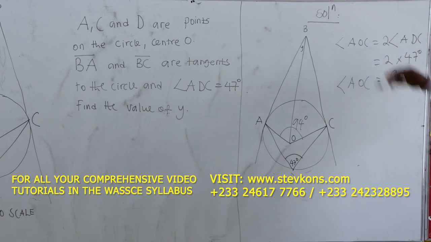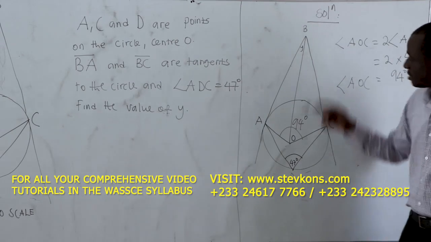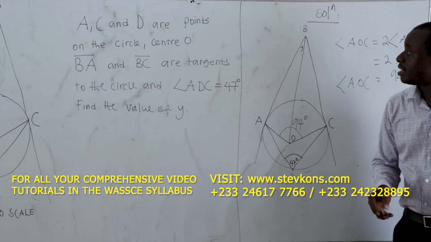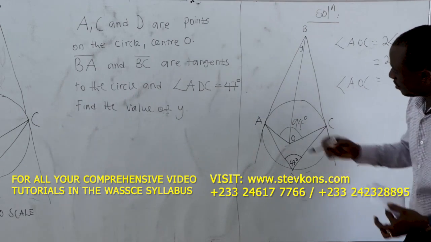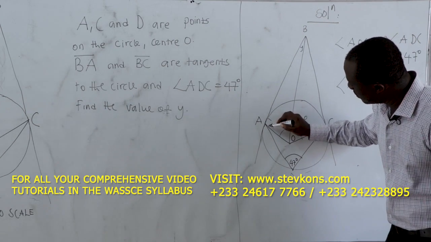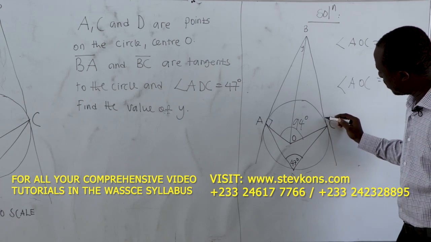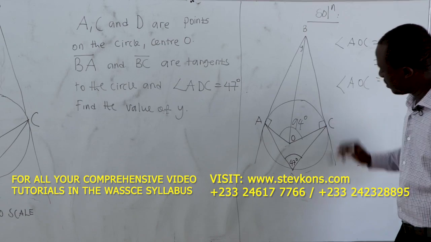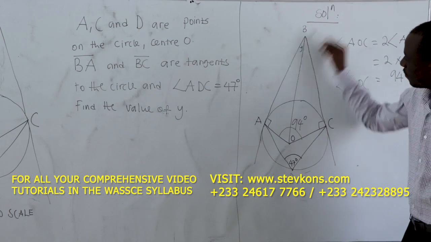Now, BA is a tangent, BC is a tangent. The angle a tangent and a normal make is 90 degrees. So the angle over here is 90 degrees. And this is tangent, this is a normal, this is 90 degrees. What do you have? You have a four-sided figure, 1, 2, 3, 4.